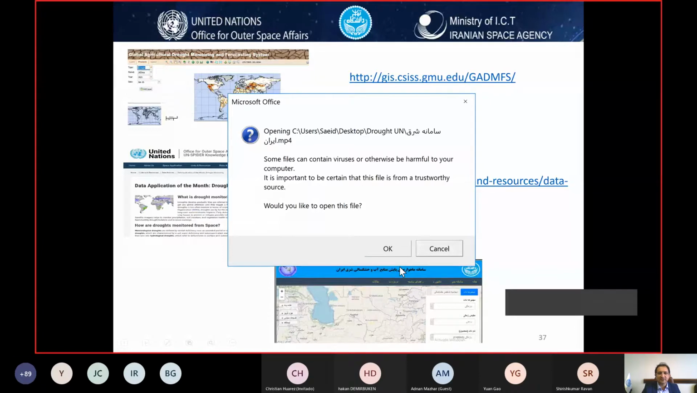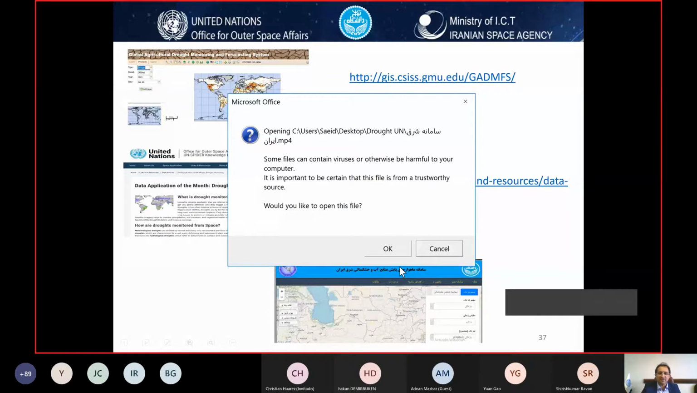Then you can present the results here. This is the classified map of the precipitation. For example, this is the monthly precipitation. And also by clicking on each pixel, you can get the time series data of each pixel of the precipitation and also of other data. And also, if you have a shape file, you can extract the area of your interest.